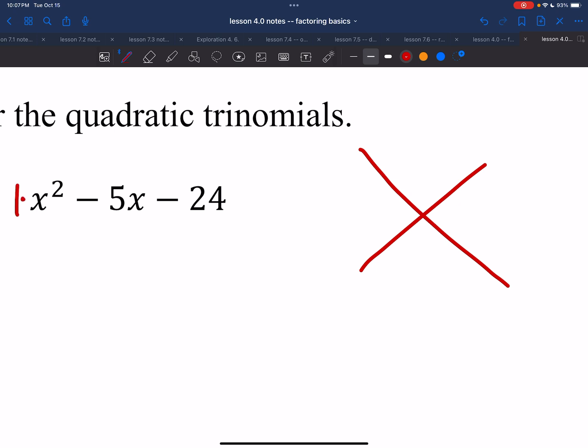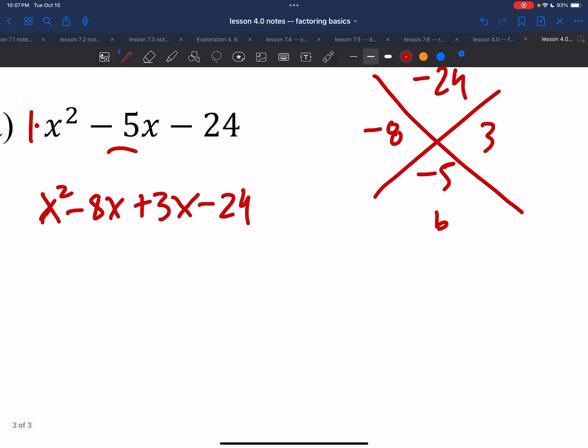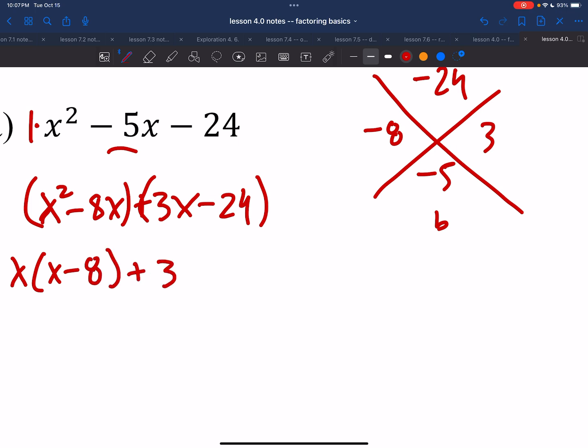A times c, 1 times negative 24. And then b is negative 5. So what two numbers work? Well, I say negative 8 and 3. So I break this up as x squared minus 8x plus 3x minus 24. Group. And I'm going to do GCF. GCF again. And then they both have x minus 8 in common, leaving behind x plus 3.